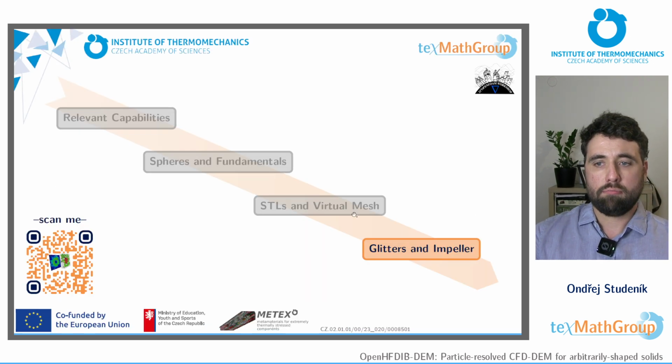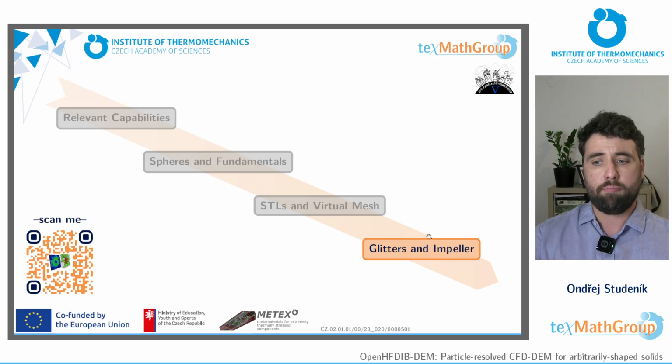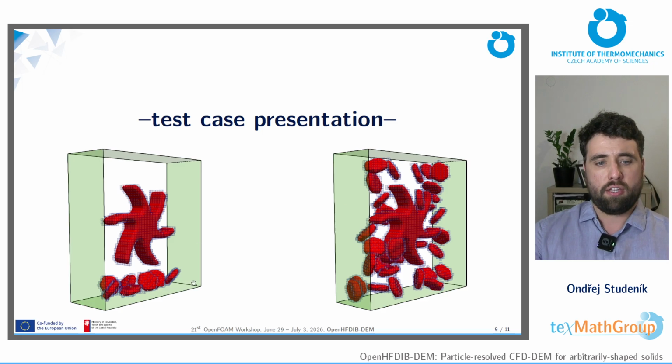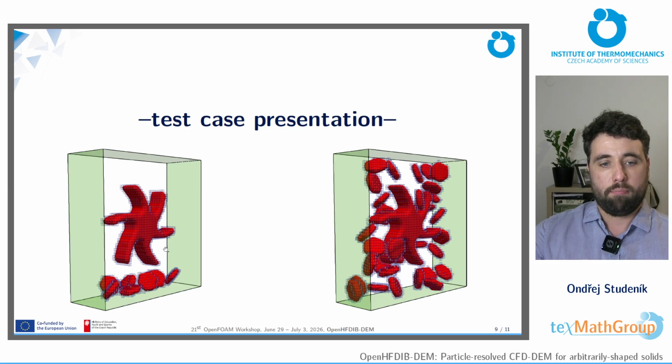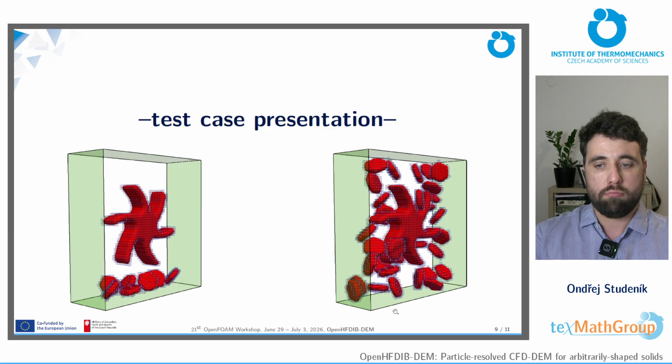All right, so now let's implement our new skills to the glitters and impeller case. Last time we started with particles moving up towards the rotating impeller, but passing through it because no collisions were prescribed. Now I hope that we make them run around the impeller, interacting with it and with the green highlighted patches.